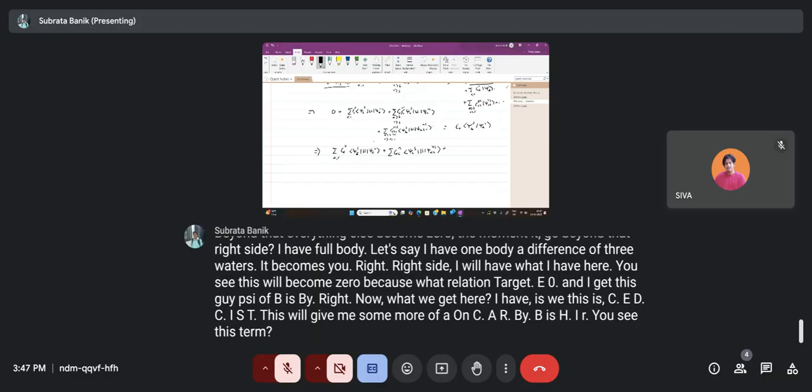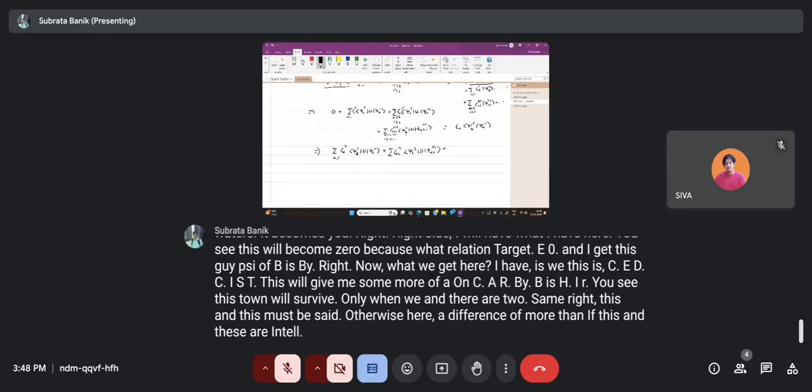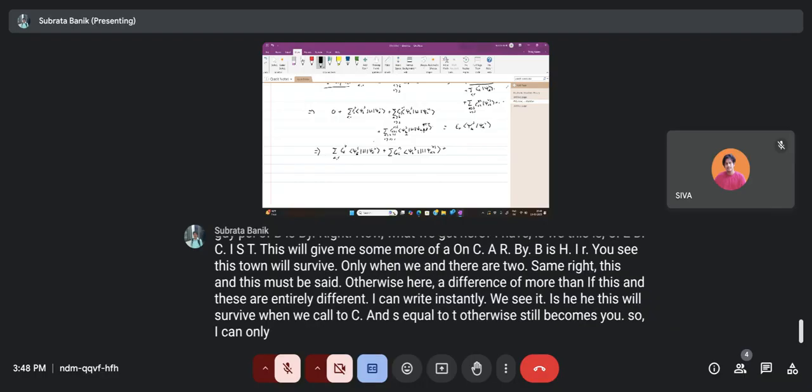You see, this term will survive only when B and there are two same, right? This and this must be same. Otherwise, you have a difference of more than 2. If this and these are entirely different, I can write it instead of ABC, let's say it is C, D, R, T, U. This will survive when B equal to C and S equal to T. Otherwise, they become 0. So I get only few terms here that will be incorporated here.